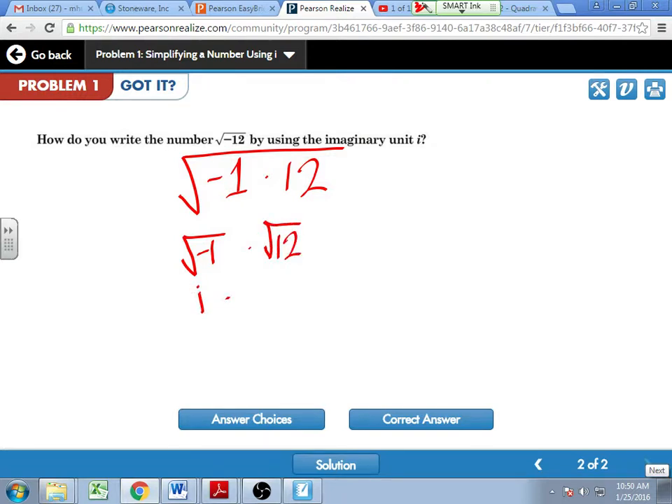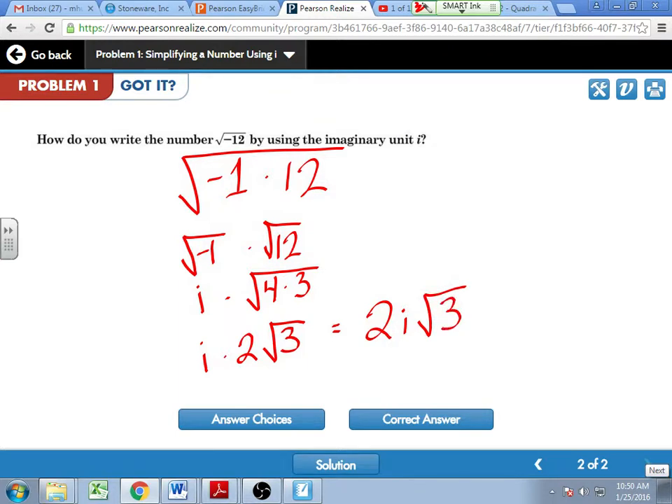And you split the 12 into a 3 times 4. A 3 and a 4. Take the 4 out of there. So 2. So 2i radical 3. We always use the lowercase i because, well, we just do.